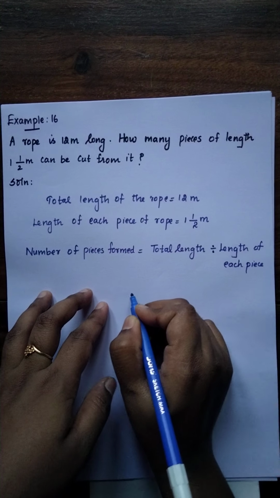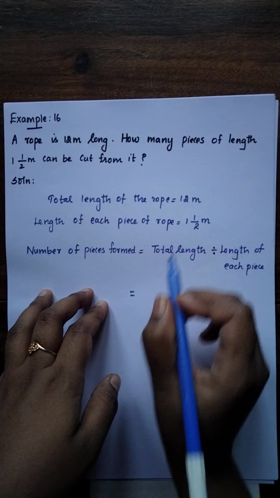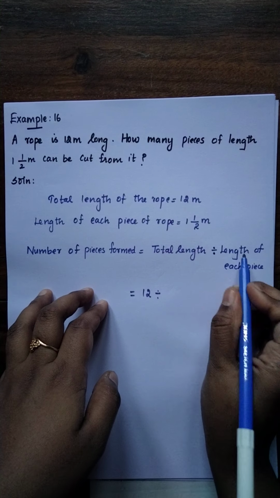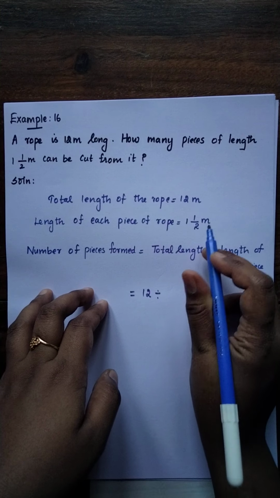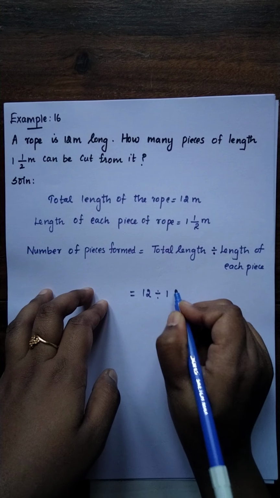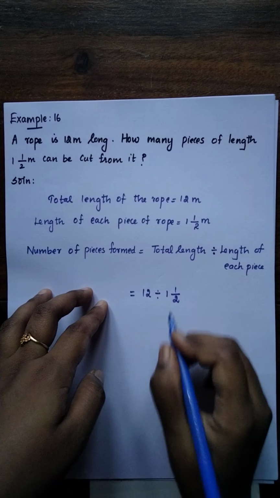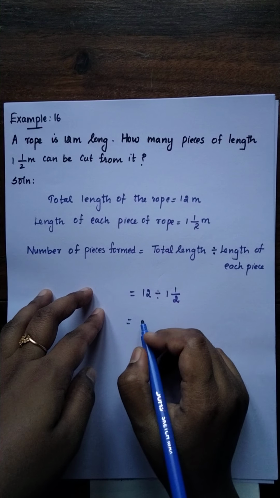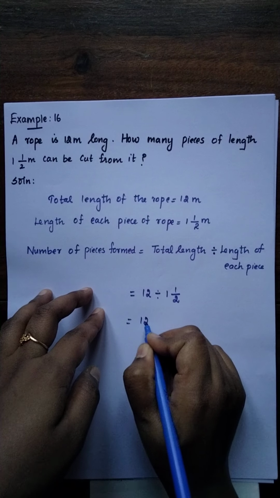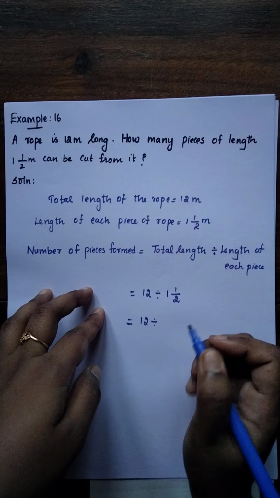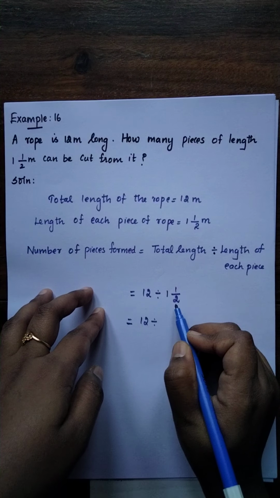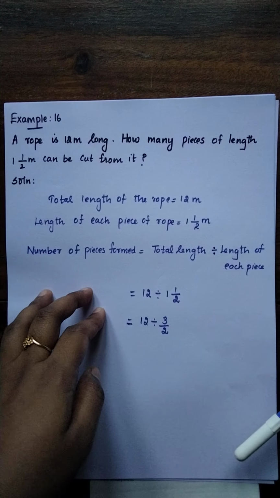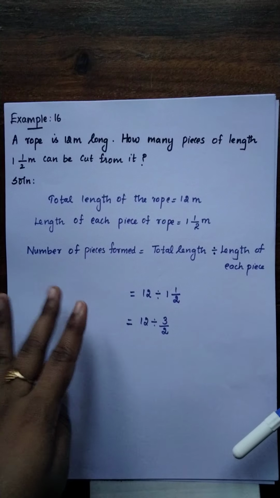So we all know the total length of the rope is 12 meter. So 12 divided by the length of each piece, 1 by 2 meter. First convert this mixed fraction into an improper fraction. 2 times 1 is 2, 2 plus 1 is 3, so 3 by 2. 12 divided by 3 by 2. Next we are going to divide.